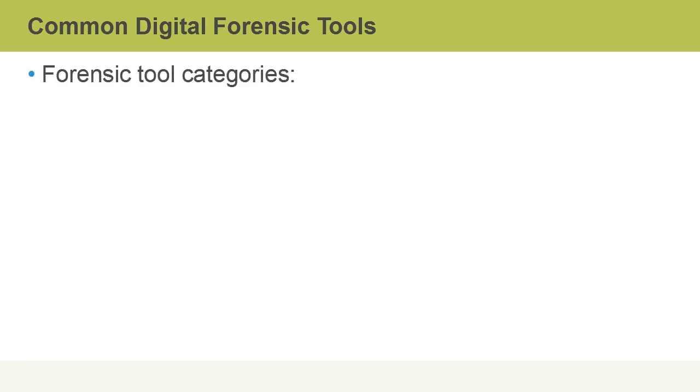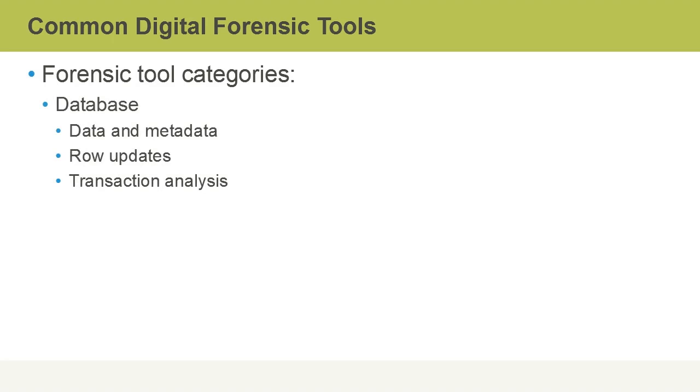Other forensic tool categories relate to the database level, where we can dig down into the database and its tables and look at the data itself and also the metadata. We can also determine if row updates occurred and who did them, and we can also analyze specific transactions used by a backend database system.